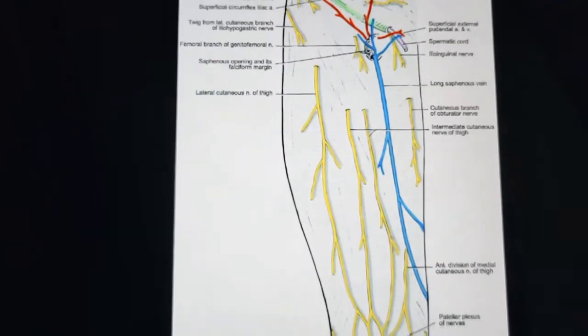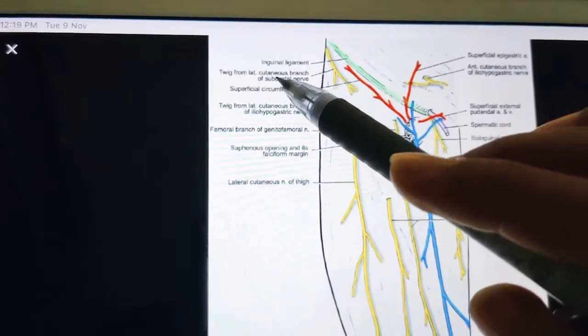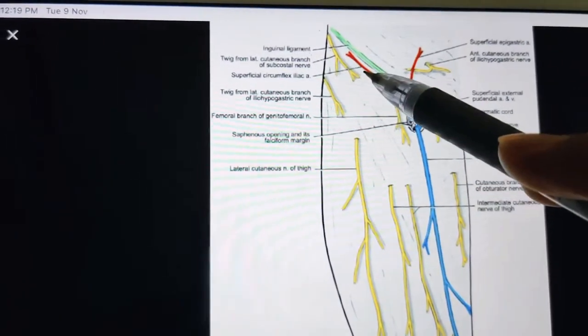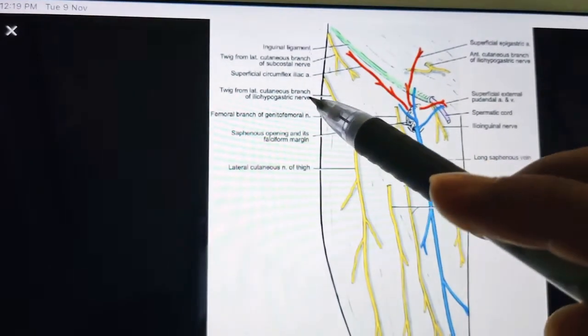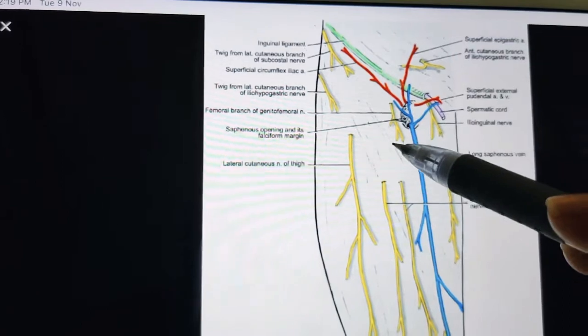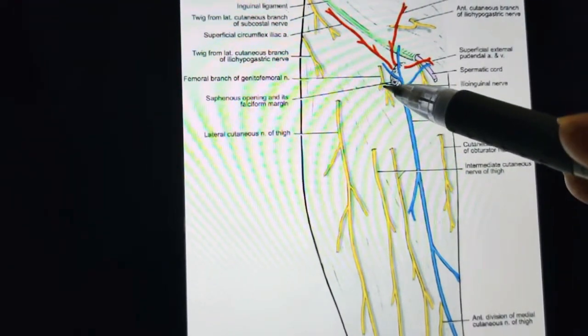So this diagram is perfect to understand those nerves. As I said just before, the lateral cutaneous branch of subcostal nerve mainly supplies the lateral side, and also you can see here the femoral branch of genitofemoral nerve, this one. About this we are talking now. Its root values are L1 and L2.